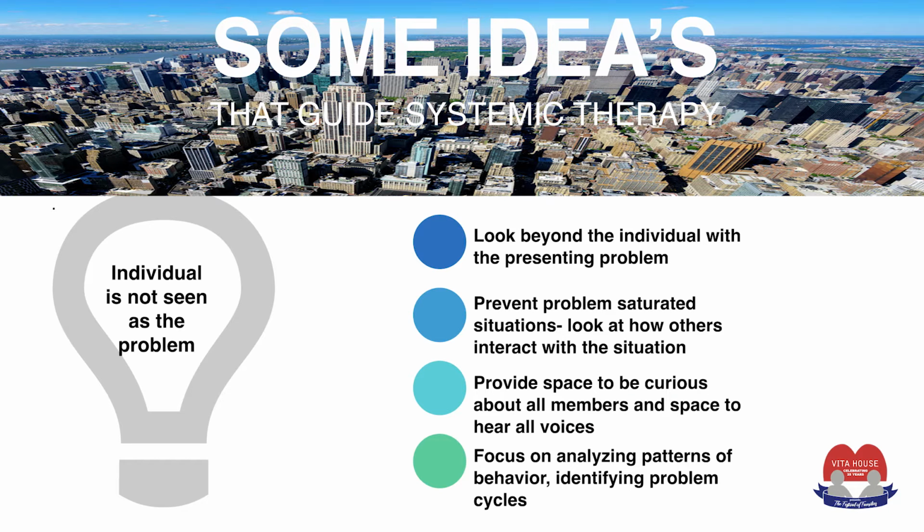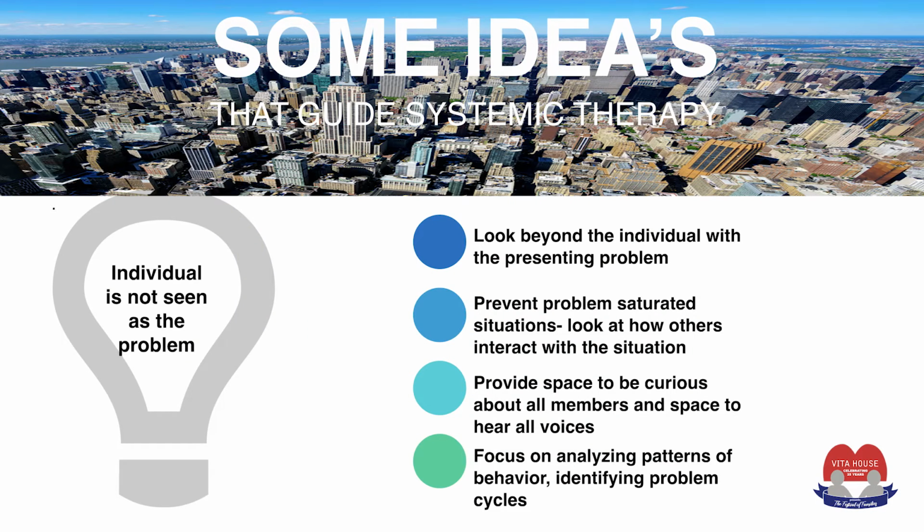So let's take a look at some of the ideas that guide us as systemic therapists. One of the main focuses is that the individual is not seen as the problem. We look at the wider family system and see what's working and what's not working. This helps us to look beyond the individual with the presenting problem. Quite often families might turn up and say this is the one person who's the problem, maybe the person who argues the most or who doesn't get on with people. But we don't focus solely on that one person.